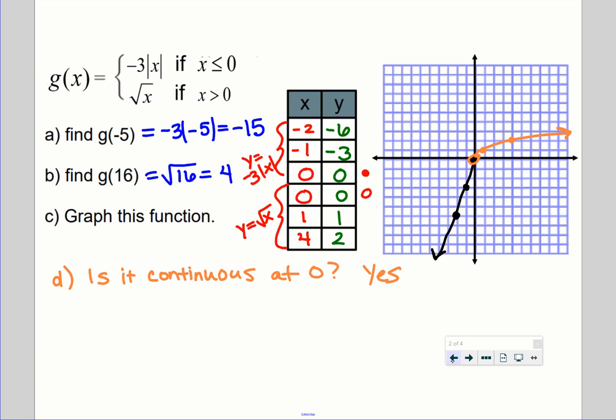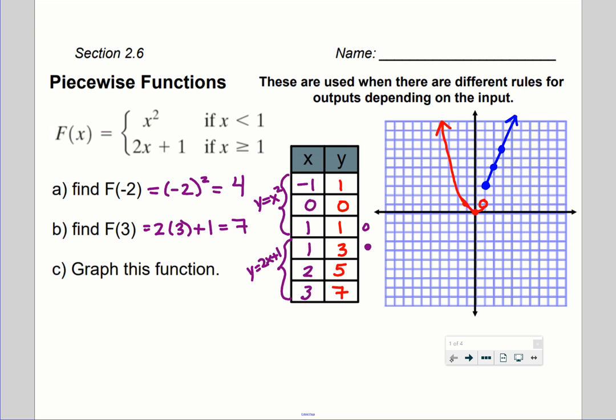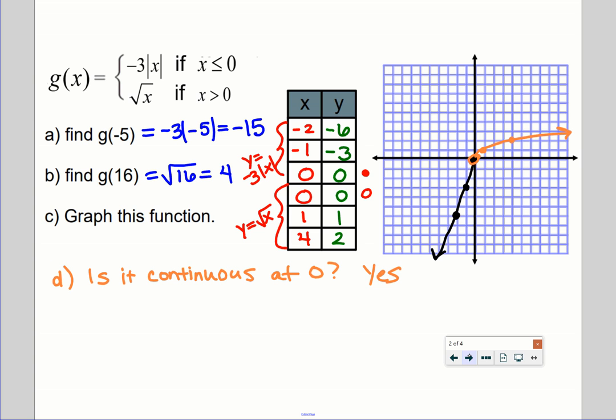Now let's look at the one before. Can I trace that whole graph without picking up my pencil? So we would say that this is not continuous, if you want to label it. That way you have an example of each on your notes. Okay, so if you can trace the whole thing without picking up your pencil, it is continuous. If there is a break in your graph, it is not continuous. Okay. Questions there?